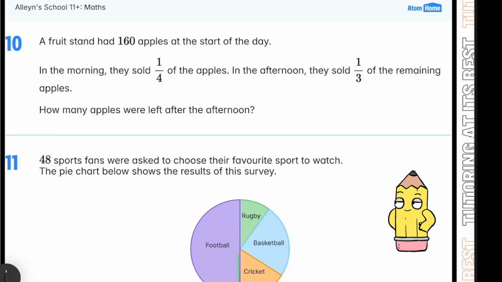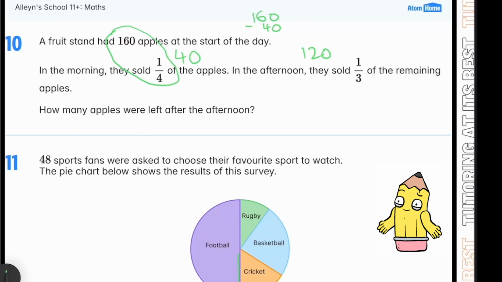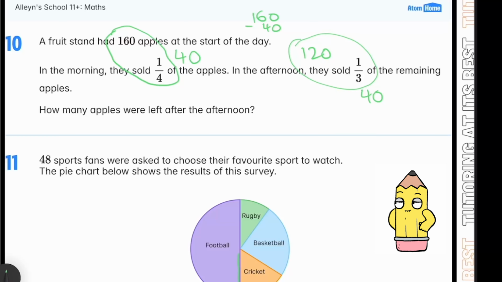A fruit stand had 160 apples at the start of the day. In the morning, they sold a quarter of the apples. So instantly, a quarter of 160 is 40. And we now have 120 left, as we do 160 take away 40. In the afternoon, they sold a third of the remaining apples. So once again, a third of 120 is also 40. So all we now need to do is 120 take away 40, and there are 80 apples left after the afternoon.